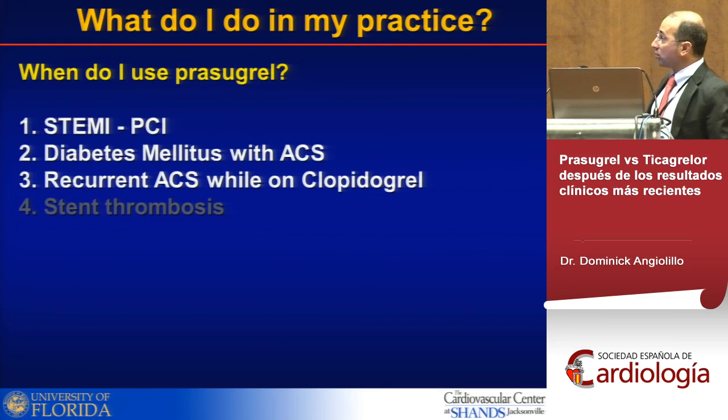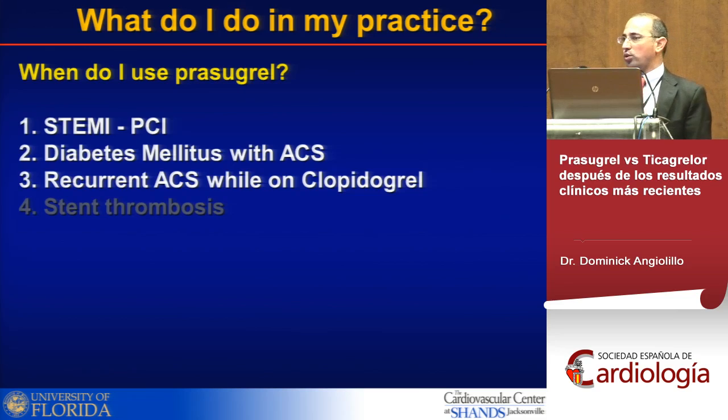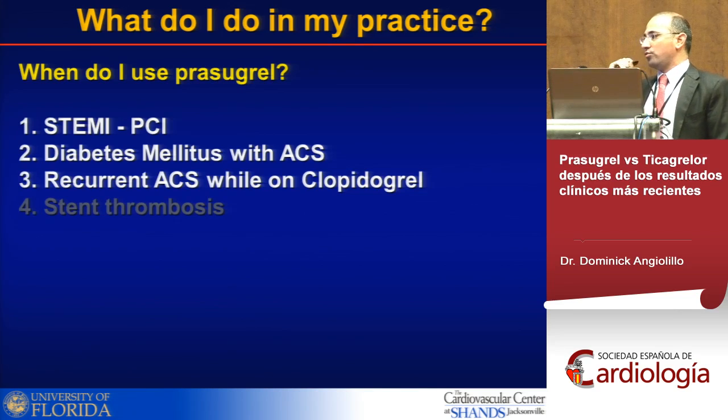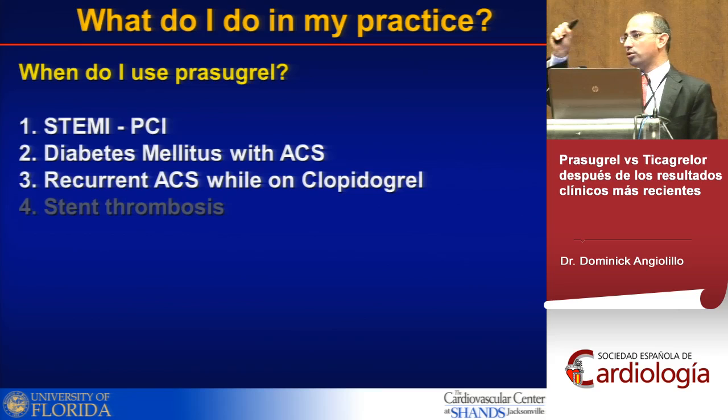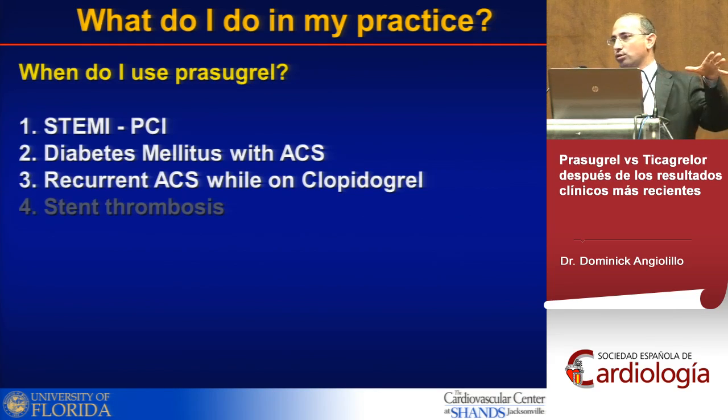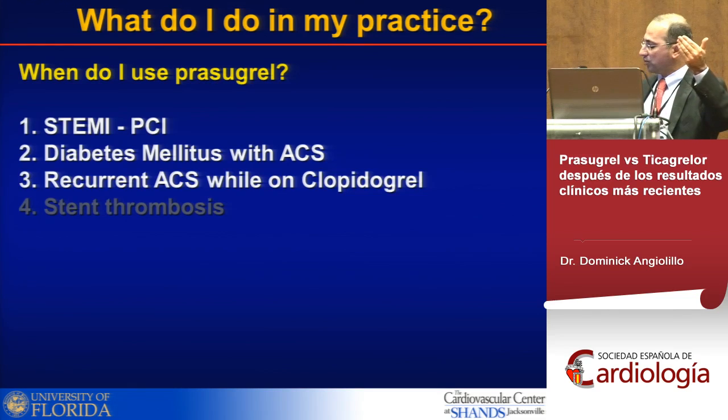With regards to recurrent ACS while on clopidogrel, I think this is a very, very important topic, which has sometimes not been well considered in clinical trials. Now, when we conduct a clinical trial, we have an endpoint, and when the patient reaches that endpoint, it's included in the Kaplan-Meier curve, and it's game over. But in a clinical trial and in real life, if a patient survives their first event, they can go ahead and have another event. So how do we account for that?